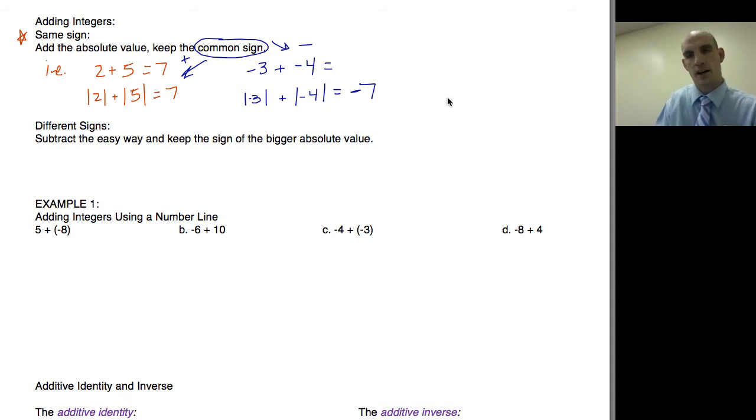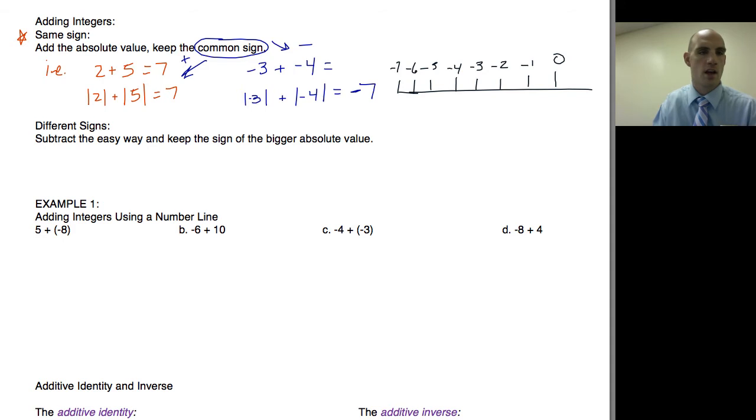Let's look at this on the number line and see if this is true. -1, -2, -3, -4, -5, -6, -7. Well, I'm going to start out at -3, and because I'm adding a negative number, I'm going to go to the left. So it'll be 1, 2, 3, 4, because I'm adding that negative, and I get to negative 7. Well, you see that that is correct.